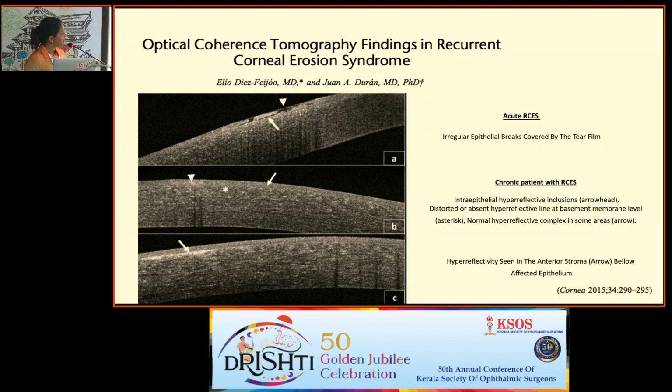This is a study where they looked at the ASOCT changes in acute and chronic patients. In acute, as we can see from the first picture, they saw epithelial breaks, whereas in chronic patients, they saw intraepithelial inclusion bodies and loss of BM at the spot. But ours is the very first study to compare these changes between the two groups, and also try to identify a change which is more commonly seen in a frequent recurrent erosion group.